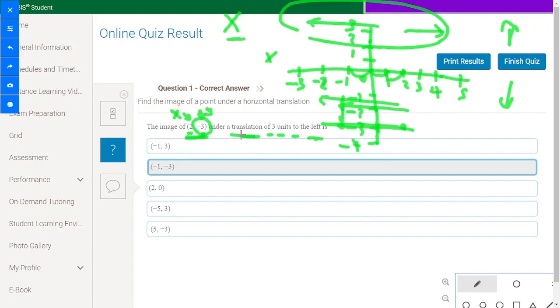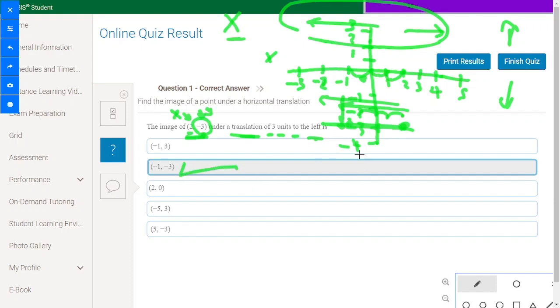Okay, so here when I move the point, which is (2, -3), 3 units to the left, 1, 2, 3, that means the image of this point is (-1, -3). So this is the answer.